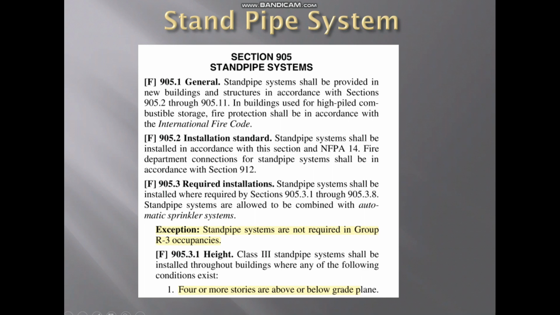We will discuss what is class 1, 2, 3 in the coming video. So we have to provide here a class 3 standpipe system, which includes the fire hose reel cabinet plus landing valve. So these two requirements are there.